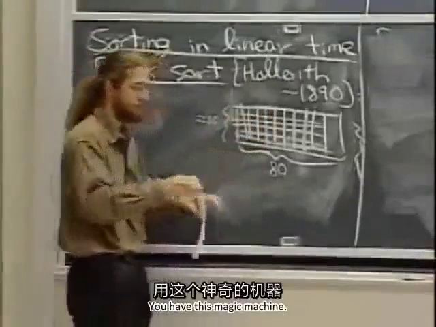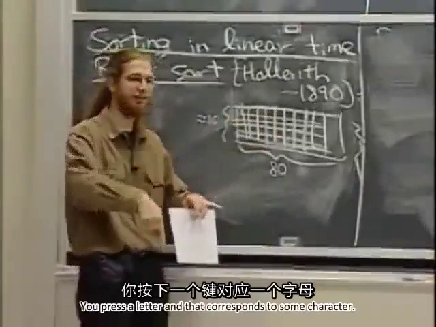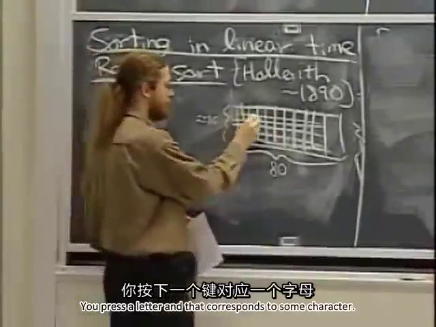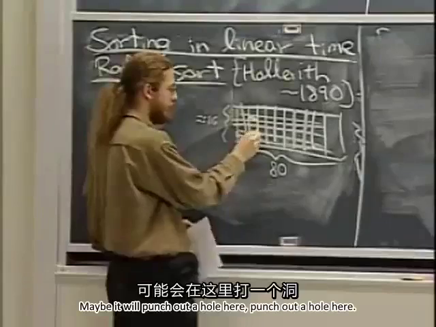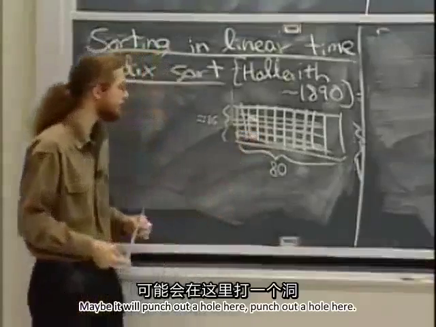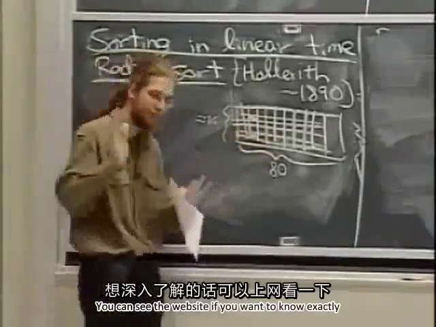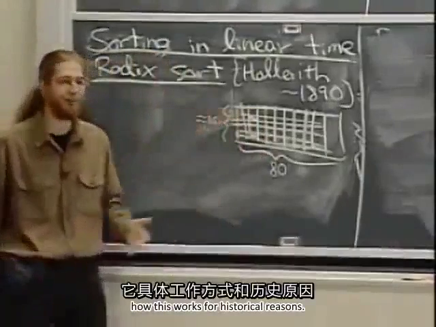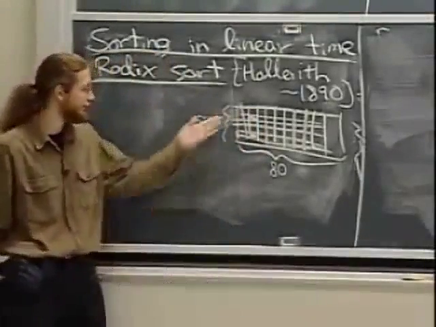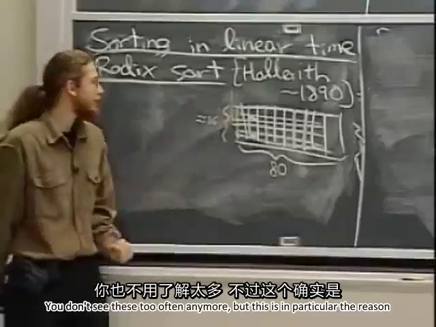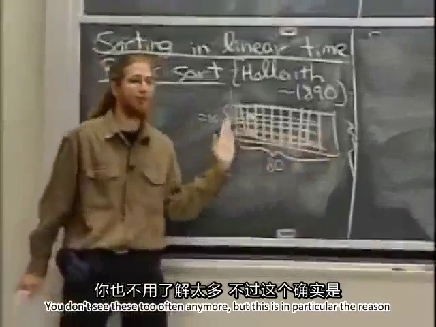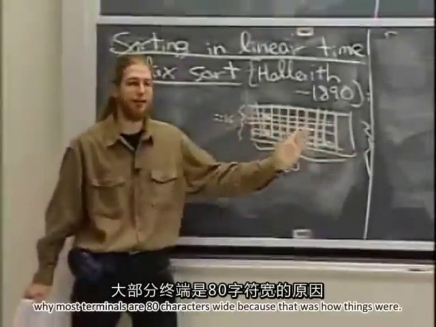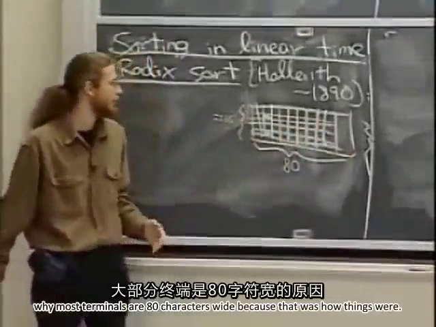So you have this magic machine. It's like a typewriter. You press a letter, and that corresponds to some character. Maybe it'll punch out a hole here, punch out a hole here. You can see the website if you want to know exactly how numbers work for historical reasons. You don't see these too often anymore. But this is in particular the reason why most terminals are 80 characters wide, because that was how things were.